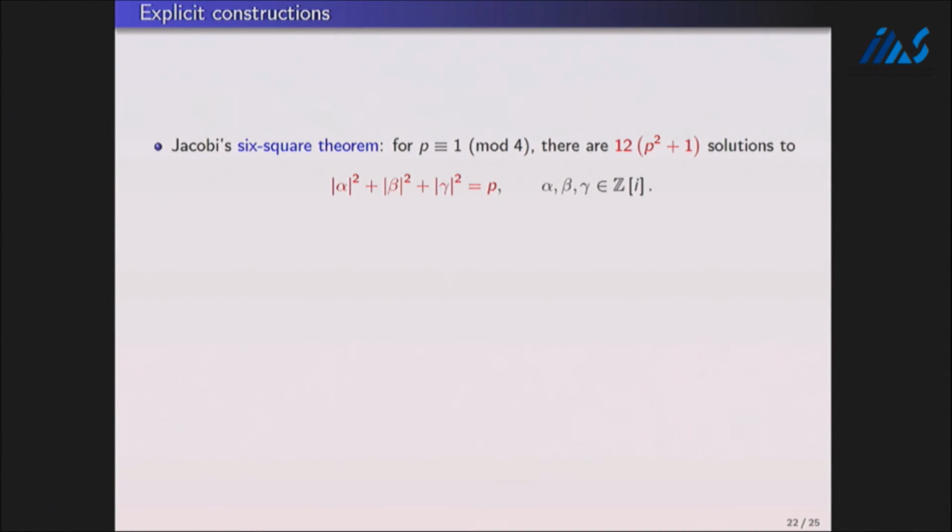And of course, you start with Jacobi's 6-square theorem, because now we're in dimension 6. And Jacobi already worked everything out. There are 12(p²+1) solutions to the same equation in Z[i].